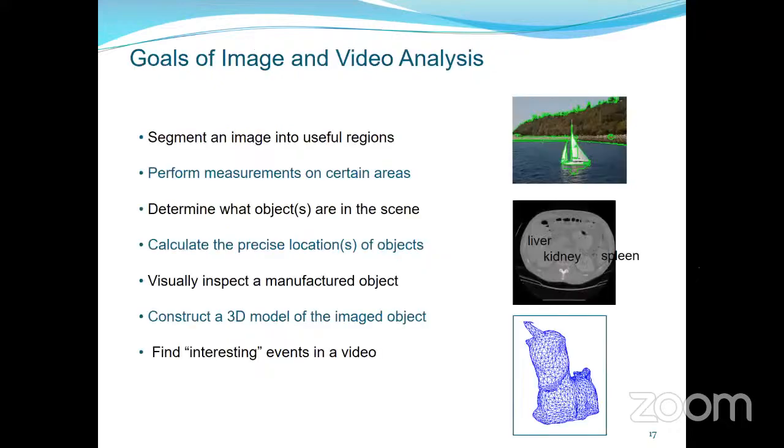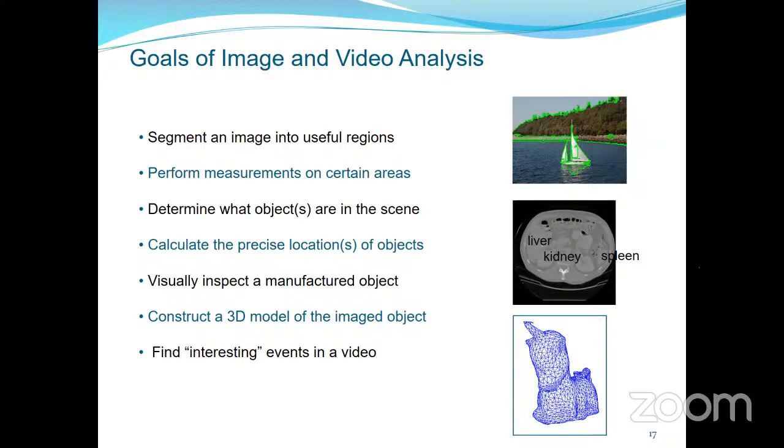These are the goals of image and video analysis. This is about segmenting an image. You can see in the first image there is a boat, a river, and a mountain. It may look simple with human eyes. A human can easily identify this is water, this is land, this is a mountain, and this is a boat. There are four categories in this image: land, river, mountain, and a boat.